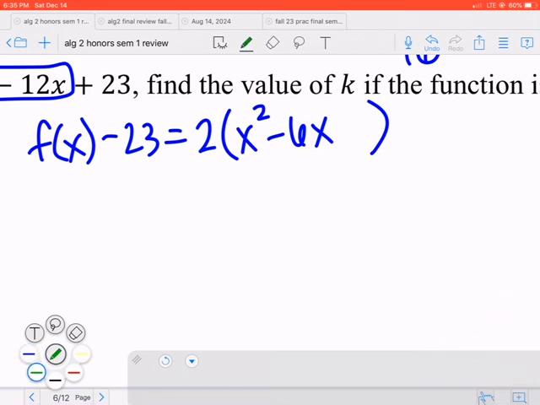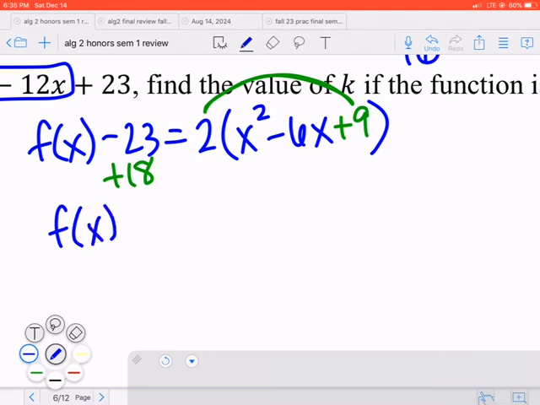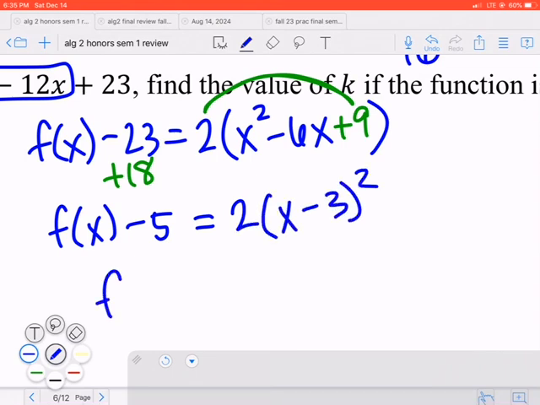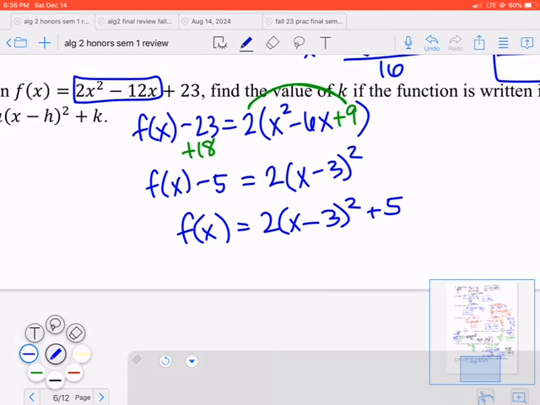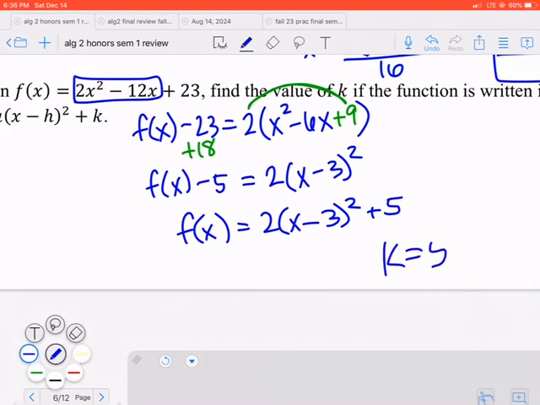Half of 6 is 3. 3 squared is 9. We've added 9 inside the parentheses, but to the right-hand side, we've really added 18. And so now we have f of x minus 5 is equal to 2 times x minus 3 quantity squared. And then I'm going to add the 5 over to the right. So the k value would be 5.